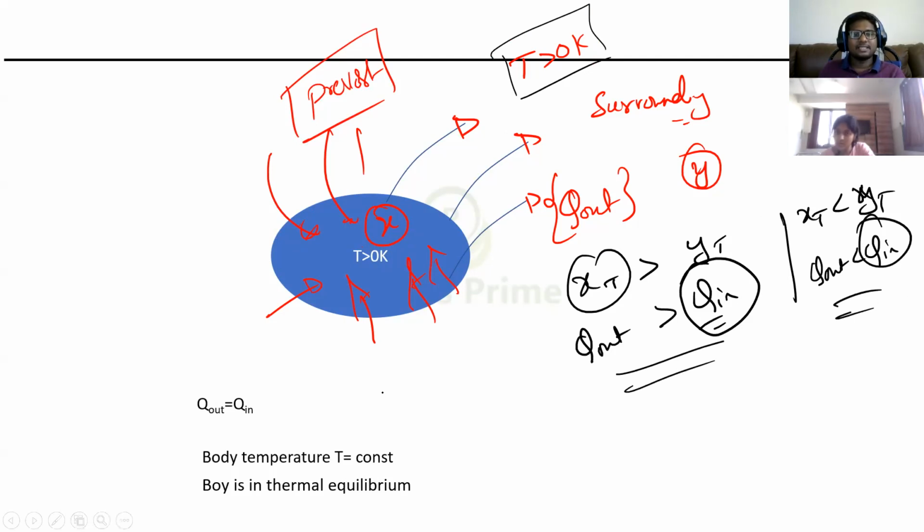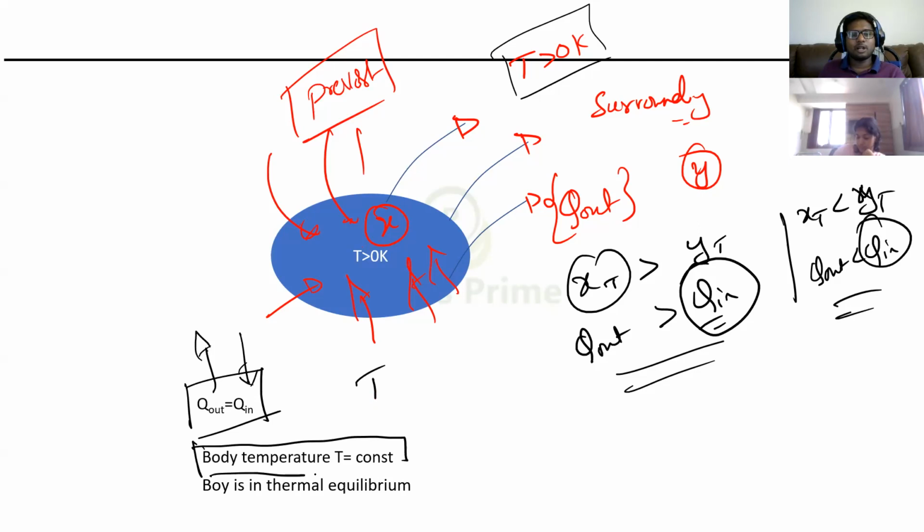Okay. But if both temperatures are same, at that situation, how much energy is radiated outside? Q out is equal to Q in. How much energy is radiated inside? That means body temperature at that time will not go either upward or downward. That means it will neither increase nor decrease. And this is called thermal equilibrium.